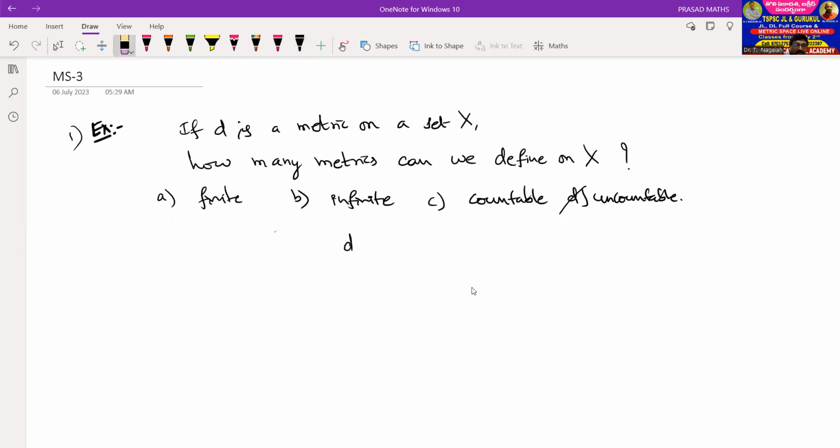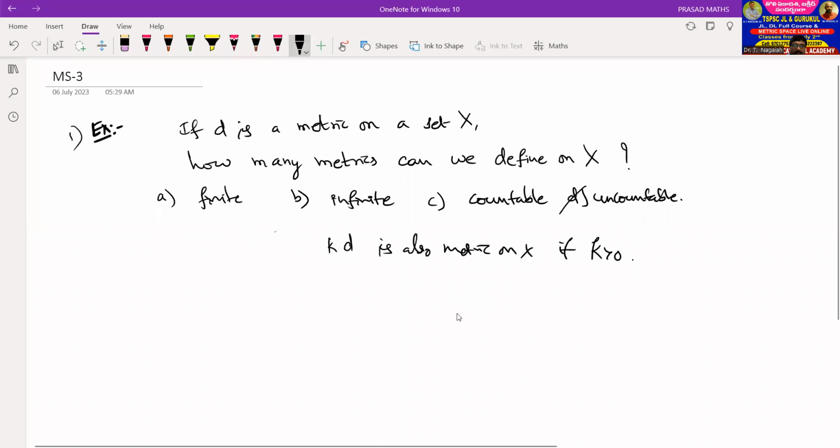Given that d is a metric, k times d is also a metric, provided k is positive. The same condition was checked, which is of course already satisfied. So hence it is a metric on the same set X.